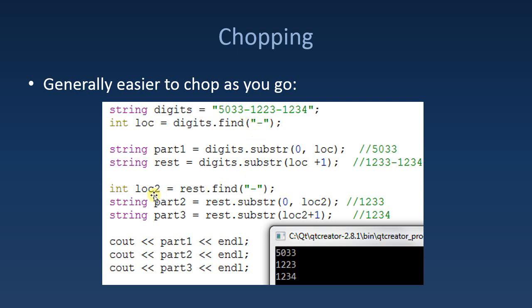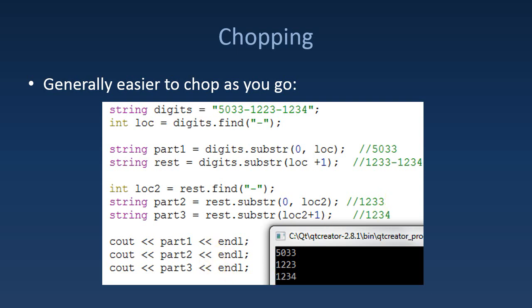So how do I do the second part? Well, it's the same as the first. I can just say, okay, find me another dash in this part that I'm working with now, the rest. And once I find the dash, I can say, okay, in the rest, in this new string that I'm working with, get me the substring from 0 up to that second location, and the substring from there to the end. And those are my last 2 parts.